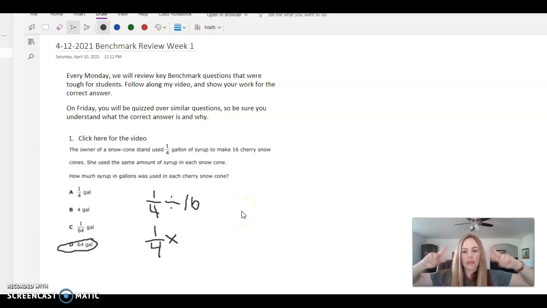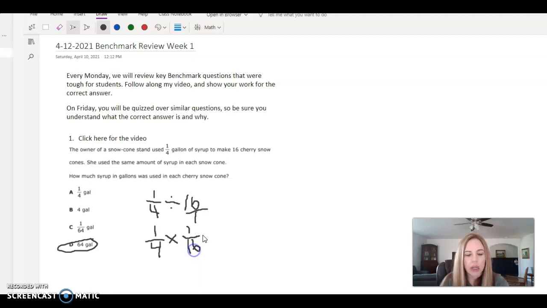Why do I do this when we say reciprocal? Because this means we are flipping the second number. If I flip 16 over 1, my 1 that was on bottom is now on top, and my 16 that was on top is now on bottom, and I multiply across. 1 times 1 is 1. 4 times 16 is 64. So we know that C must be the correct answer. 1/4 gallon. I'm sorry, 1/64 gallon.